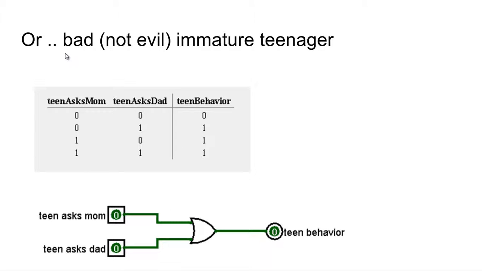Now this is a bad teenager or an immature teenager. They ask both mom and dad as before, but in this case, if either parent says yes, then they take the car. Here they ask the dad, mom says no, but dad says yes, so they take the car. Then the parents go off and fight. Here they ask, the mom says yes, the dad says no, and they take the car, and the parents go off and fight. And if they both agree, then it takes the car. So this is a bad, immature teenager. This is called an OR gate. This or this, then this.